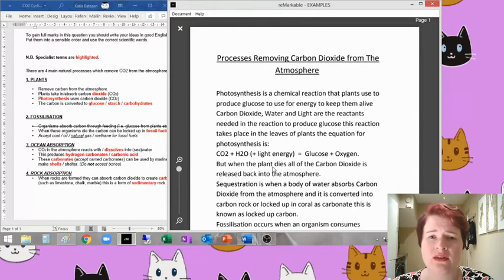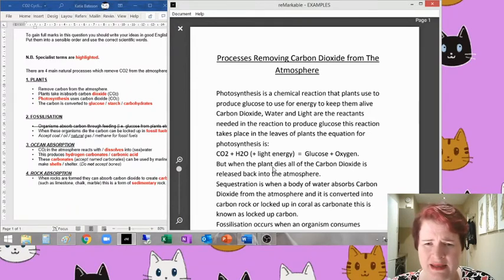Don't forget, what we are looking for is three factors. For one factor, they'll get one or two marks. For two factors, they'll probably get three or four marks. For three factors, they'll get five or six marks, depending on whether or not they have used their scientific language.